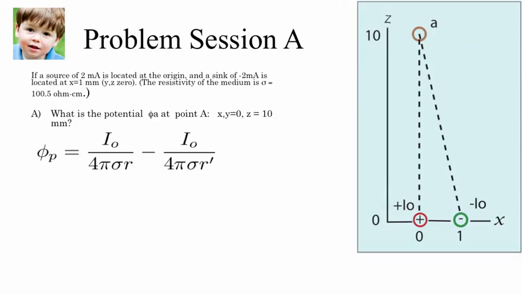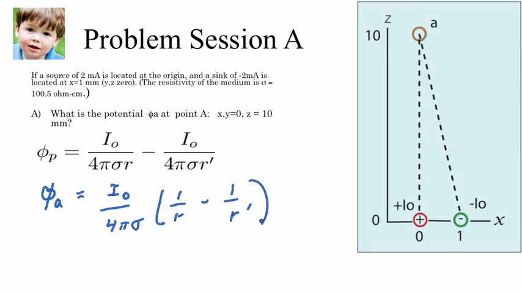So if we take these segments in turn, this problem is done readily enough by the fact that we have an equation that gives us the potential due to a source and sink combination. We compute phi p as I0 over 4 pi sigma r, etc. And if we specialize that to our particular situation, phi for A is equal to I0 over 4 pi sigma, times 1 over r minus 1 over r prime.